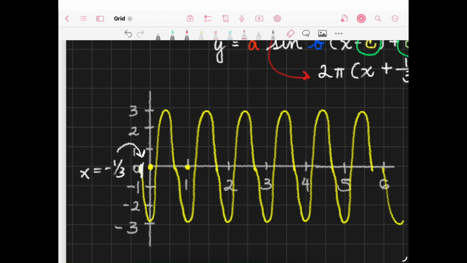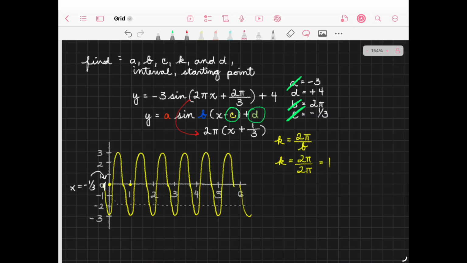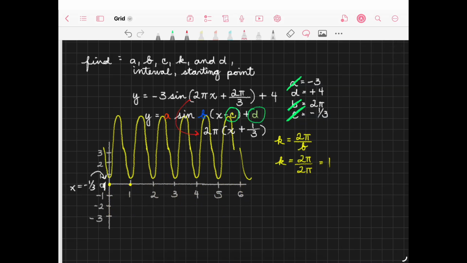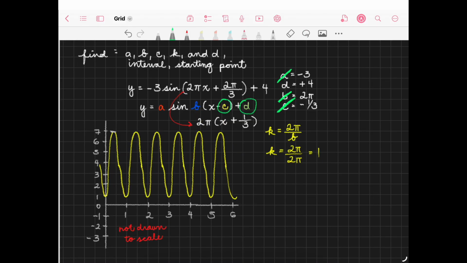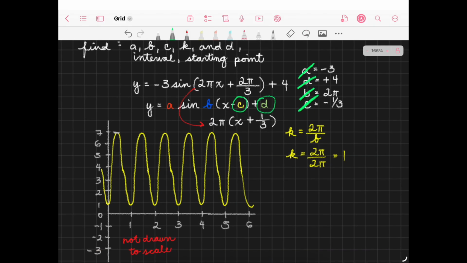Now for our d, we know that d is equal to +4, and since it's +4, then we would have to shift our graph upward. So our graph therefore would look like this. Oh, that's too high. So now that our d is done, we can finally find the interval of this graph.